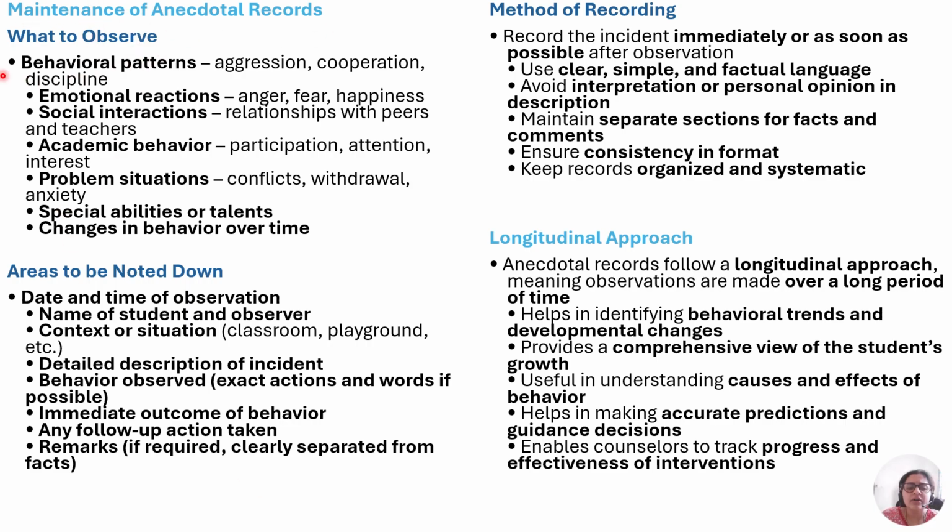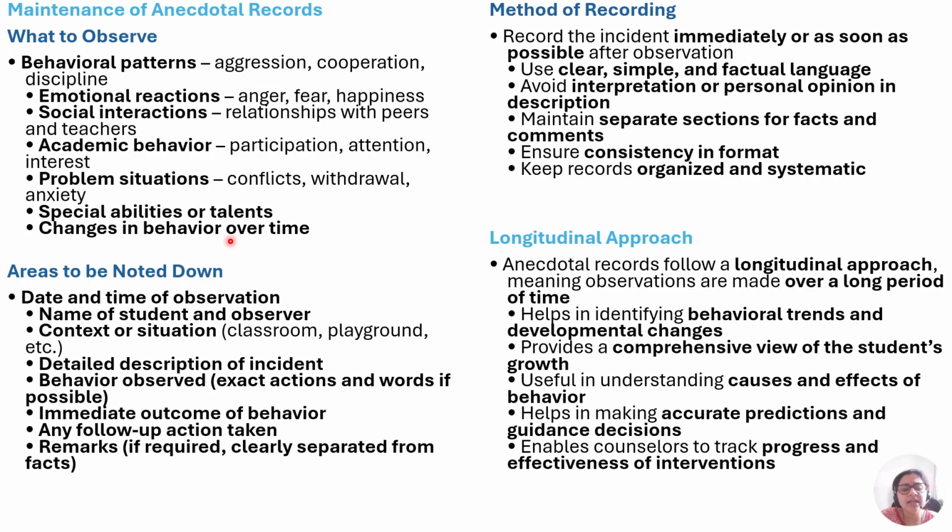So, first, what one should observe? A teacher should observe behavioral pattern, emotional reactions, social interactions, academic behavior, problem situations, special abilities or talents, and changes in the behavior over time. Behavior is dynamic, it keeps on changing. So, those changing behaviors with time also should be recorded.